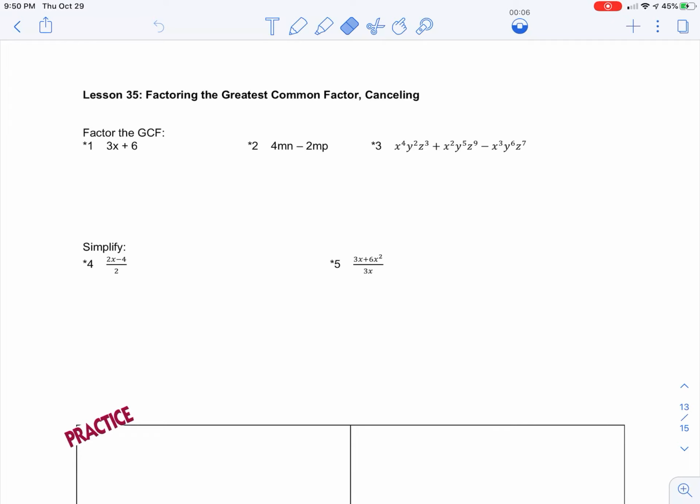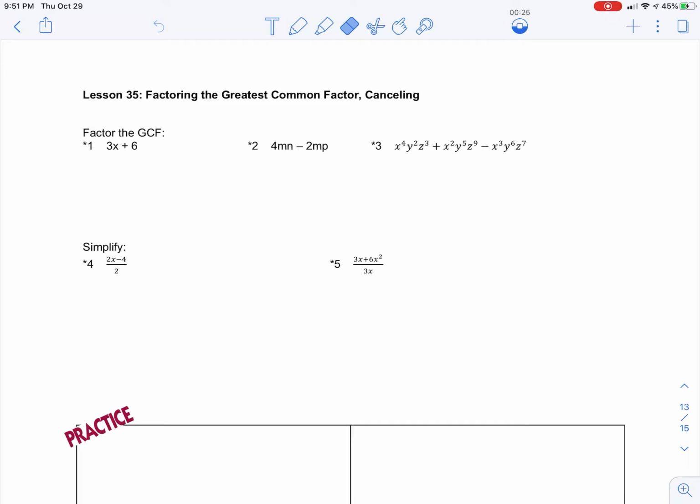Good morning, everyone. So today we're going to move on with lesson 35, and I'll also do 36, but I'm going to put that in a separate video. So there'll be two separate videos, one for lesson 35, and then one for lesson 36. So you'll be looking for both of those separately. All right, so let's go ahead and start with lesson 35.